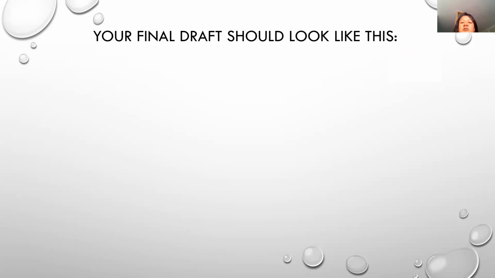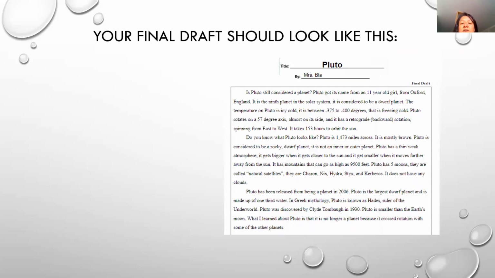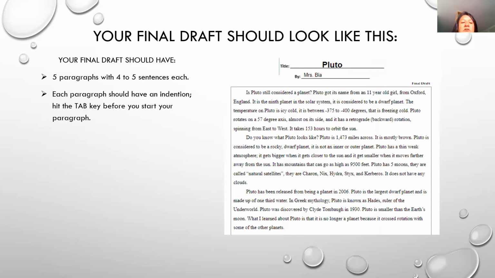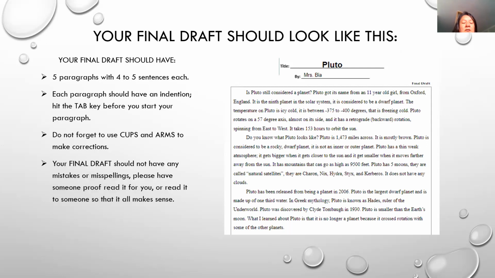So your final draft should look like this. You see how all 3 paragraphs are together and each one has an indentation. Indentation means that you should hit the tab button before you start writing. So your final draft should have 5 paragraphs with 4 to 5 sentences each. Each paragraph should have an indentation. Hit the tab key before you start your paragraph. Do not forget to use cups and arms to make corrections.